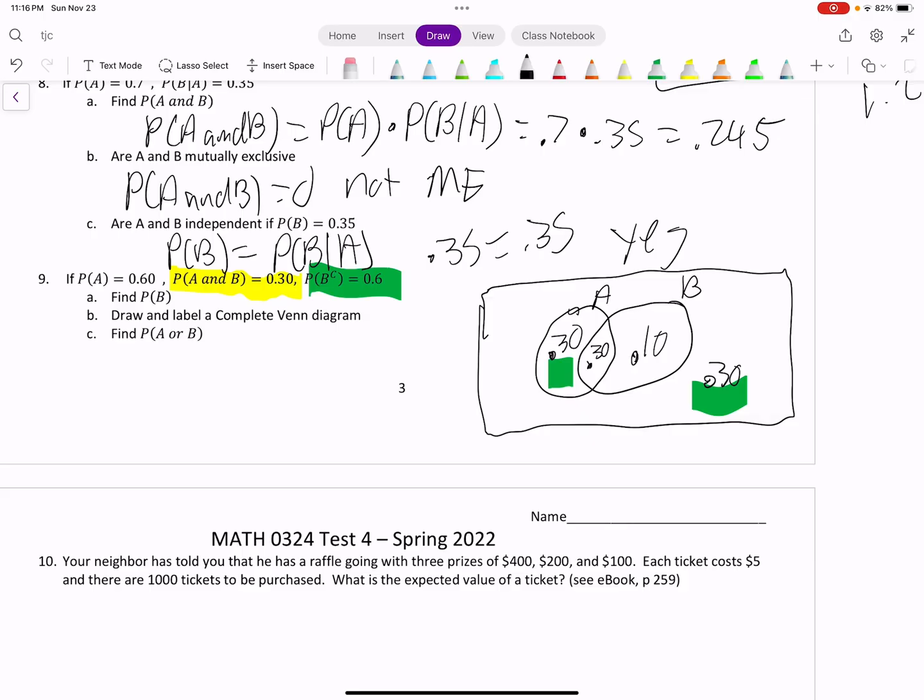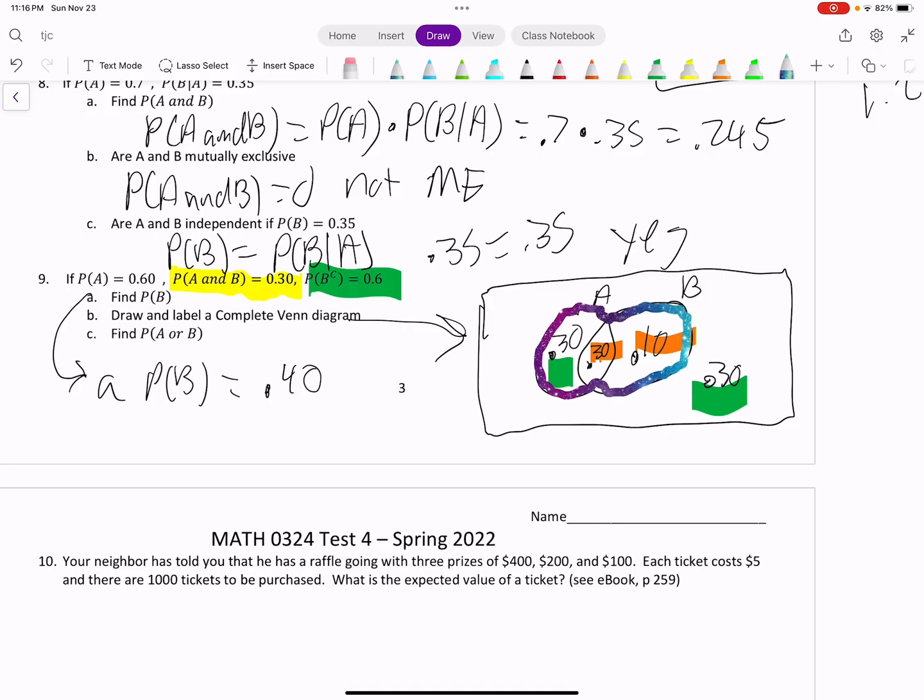So what's the probability of B? So this is A. Probability of B is, I'm going to highlight it, those two added together. So that's 40%. B, we just answered with the Venn diagram. And then what's the probability of A or B? Well, probability of A or B is this region here. That's A or B. And that's 30 plus 30 plus 10, which is 70%.